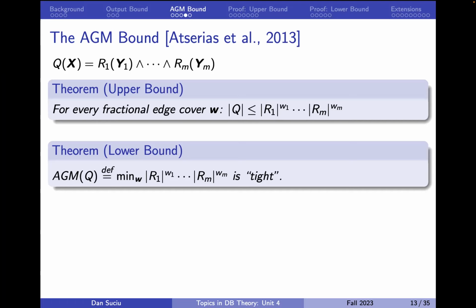So here we are getting back to Joe's observation. There are many fractional edge covers. Which one do we care about? Well, we care about the one that minimizes this product. Since all of them are an upper bound, we want the smallest upper bound.